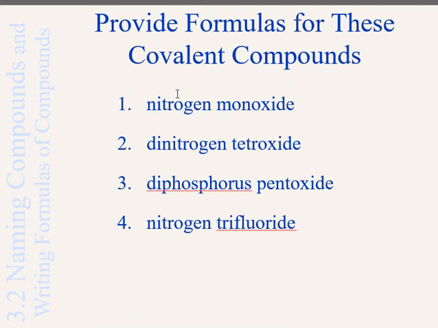Okay, so give the formulas of these 4 covalent compounds. Nitrogen monoxide. Pause your video and write down the answers to all 4. The first one is NO, both uppercase. The second one is N2O4. The third one is P2O5, and the last one is NF3. And that's how we name covalent compounds.